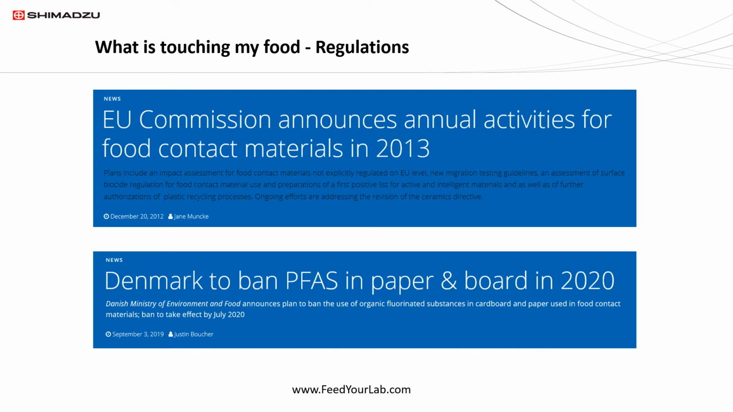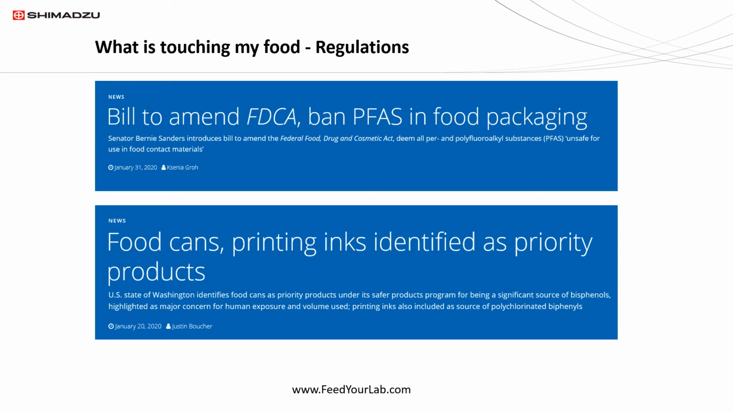As is often the case, the EU leads the way in such activities, and back in 2013, the EU Commission already announced that there'll be some activities towards regulating food contact materials. And in fact, this year, countries like Denmark are planning to entirely ban PFAS in paper and cardboard materials. And here in the US, even presidential hopefuls are taking time out of their busy campaigning schedule to submit bills that would ban PFAS in food packaging.